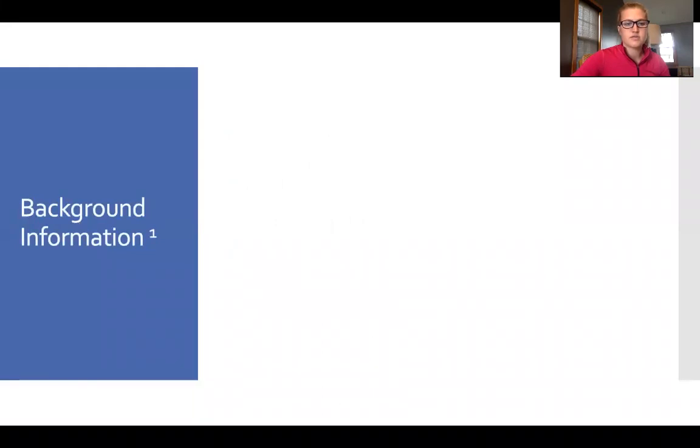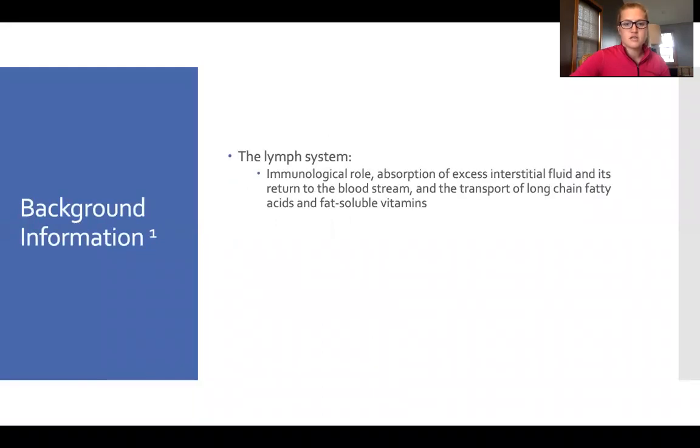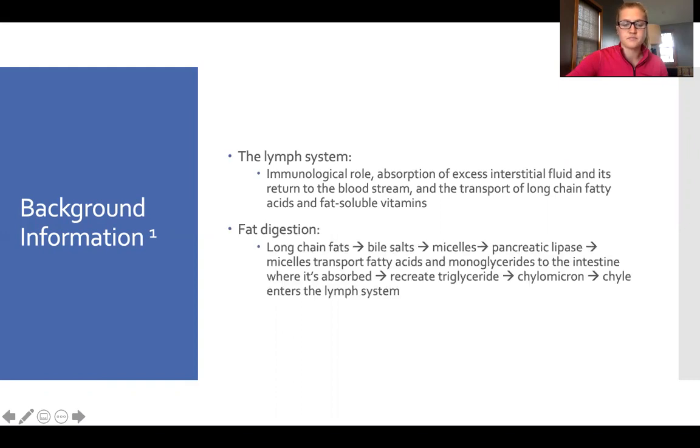So just to start off with some background information, the lymph system is what we're primarily going to be looking at. So it does have the immune system type of role. It helps with the absorption of excess interstitial fluid and its return to the bloodstream, and the transport of long-chain fatty acids and fat-soluble vitamins.